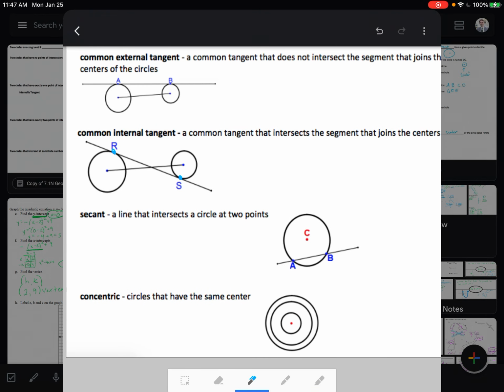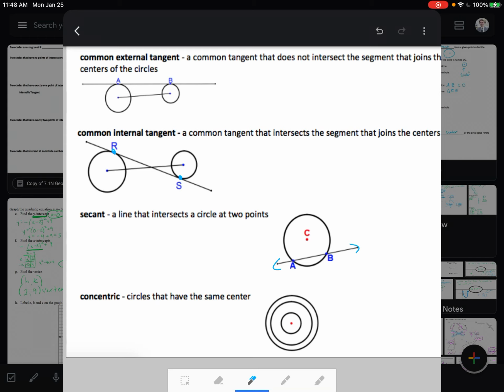All right, next, secant. This is a line that intersects a circle at 2 points. It's pretty similar to a chord, but the difference with a secant is that it keeps going. So it doesn't just stop. It does not have endpoints on the circle. It keeps going.